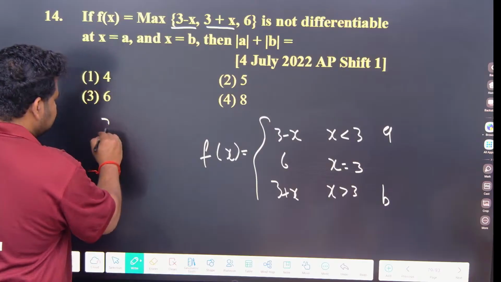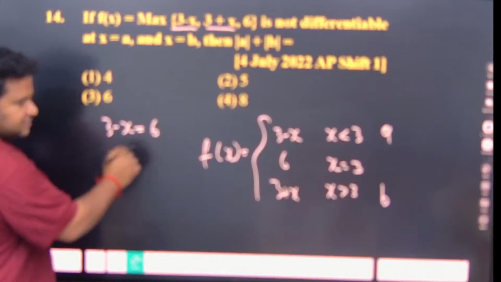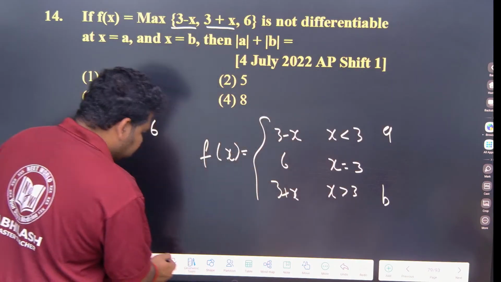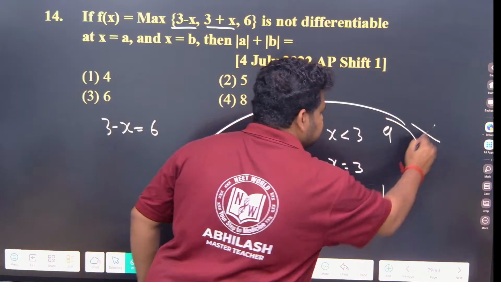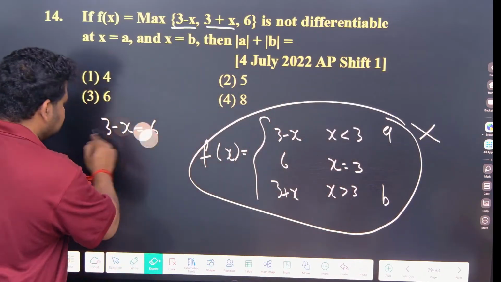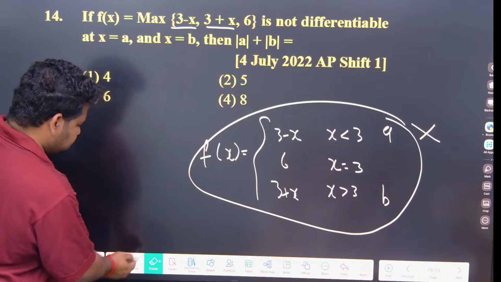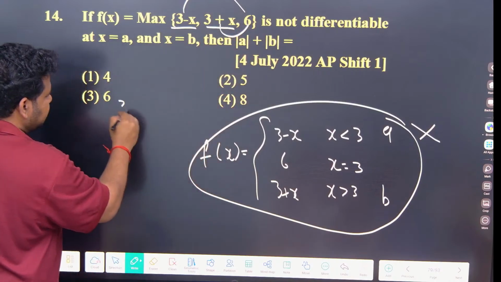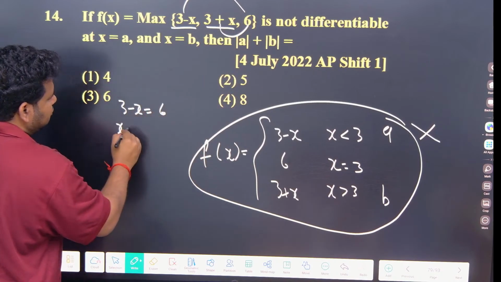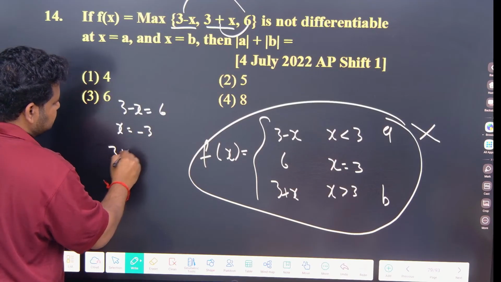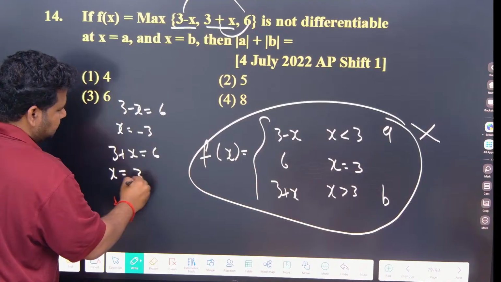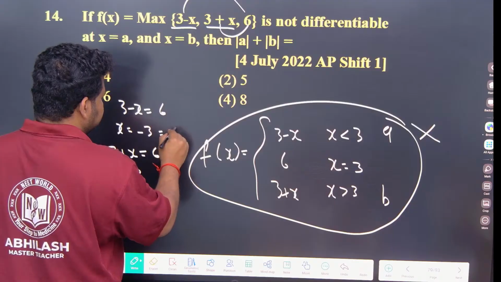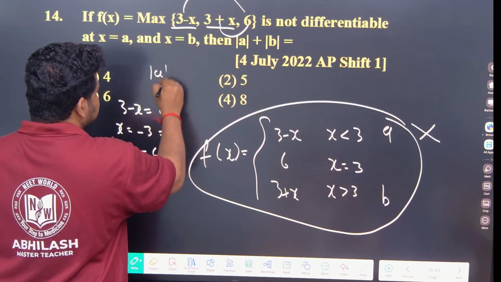So first, 3 minus x is equal to 6. I told you how it is defined, but should I do it in the exam like this? No, this is not required. Don't write this in the exam. What you will do directly in the exam is set each piece equal to the constant. 3 minus x is equal to 6, so x is equal to minus 3. 3 plus x is equal to 6, so x is equal to plus 3. This one we write as a, this one as b.